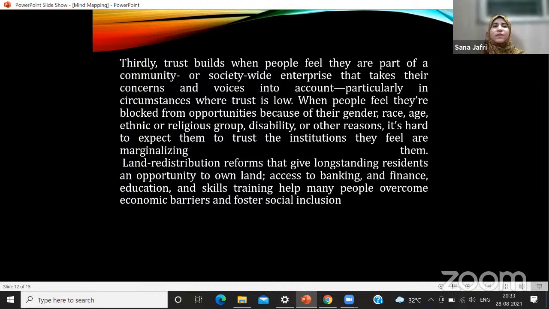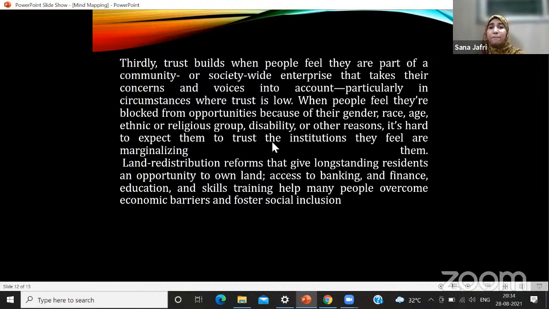Okay, so let's read this one. Thirdly, so this is the third and the last point. Thirdly, trust builds when people feel they are part of a community or society-wide enterprise that takes their concerns and voices into account, particularly in circumstances where trust is low. Understood? When people feel they are part of a society; if you alienate them, if you marginalize them, then trust will not come to them at all.